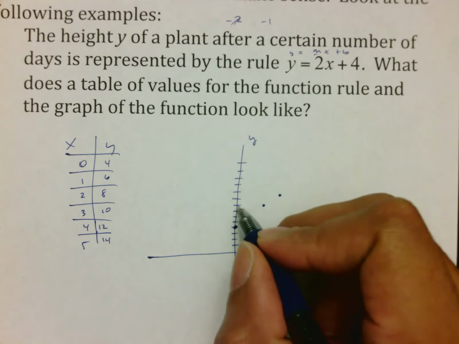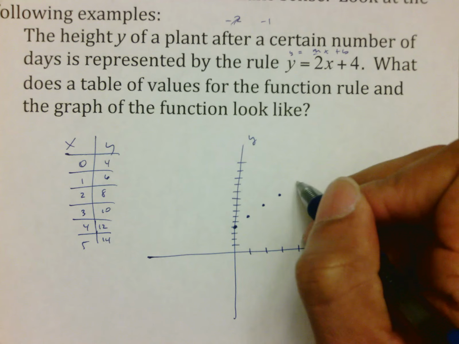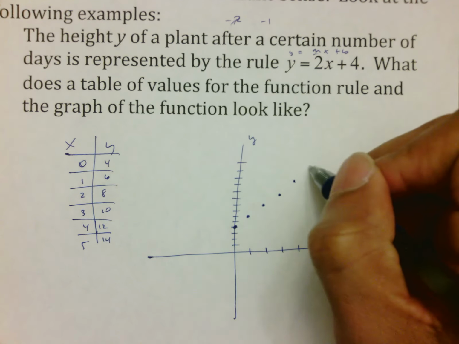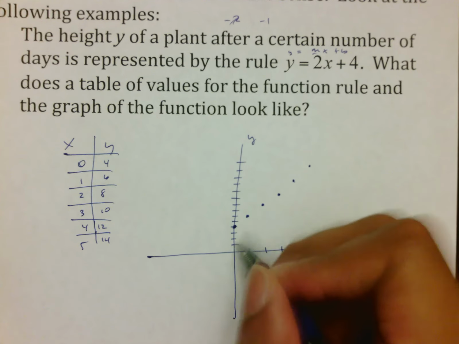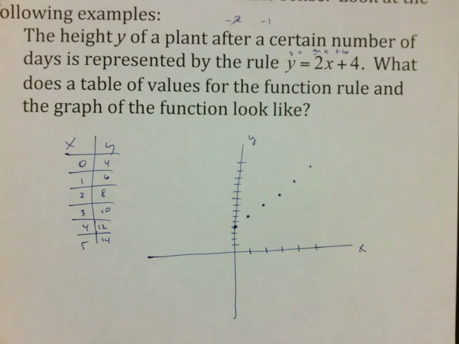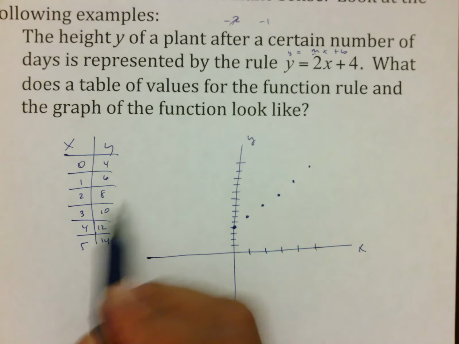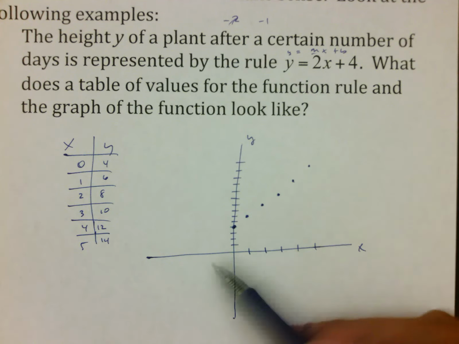Just assuming that that's 8, 9, 10. 4, 12, if that's 10, it would be about here. And then 5, 14 would be there. Again, that's up 2, up 4, up 6, up 8, up 10, up 12, up 14. We know from what we learned that since the rate of change is 2 all the way through, that's linear, but now you can actually see a pretty good idea that this is pretty linear.